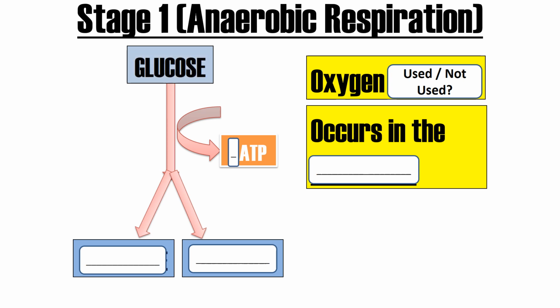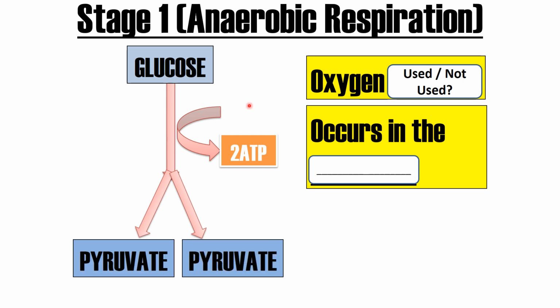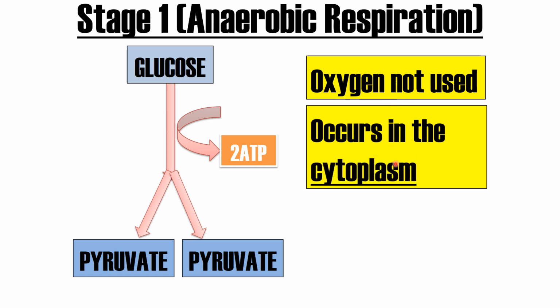So stage one of respiration is anaerobic, which means there's no oxygen. So glucose converted into 2 pyruvate with the production of 2 ATP, and oxygen is not used, and it occurs in the cytoplasm. That's stage one.